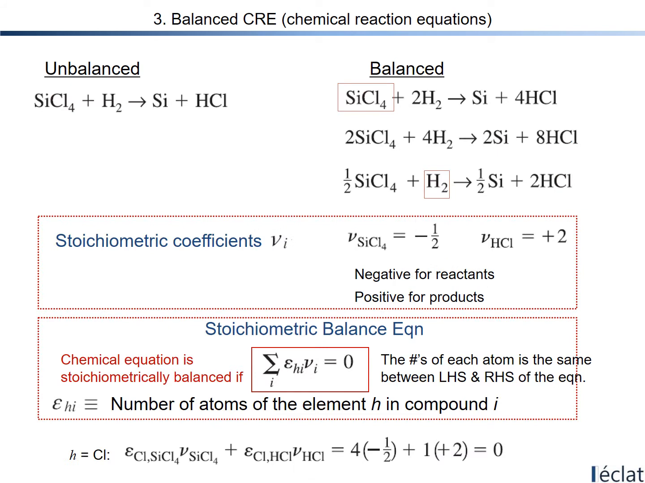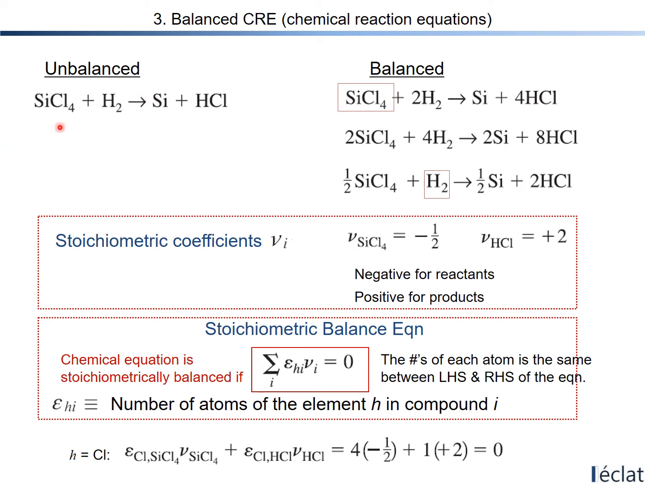Until now, I have explained the chemical processes, the definition of chemical processes, and some examples of chemical processes. And then it's time to go to the other subchapter. Here's subchapter number 3, balanced chemical reaction equations, or CRE. CRE stands for chemical reaction equations.